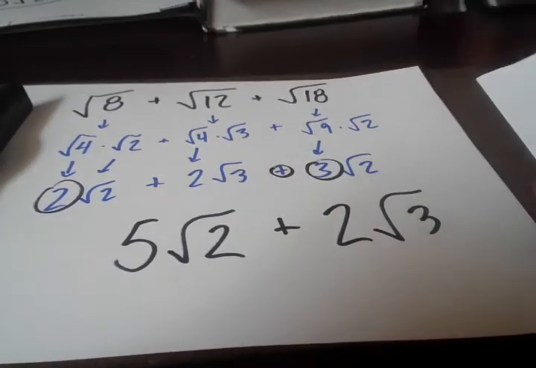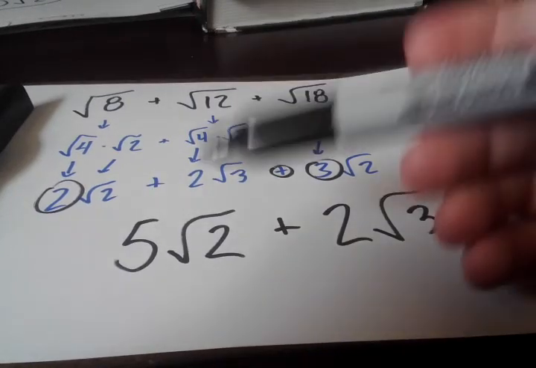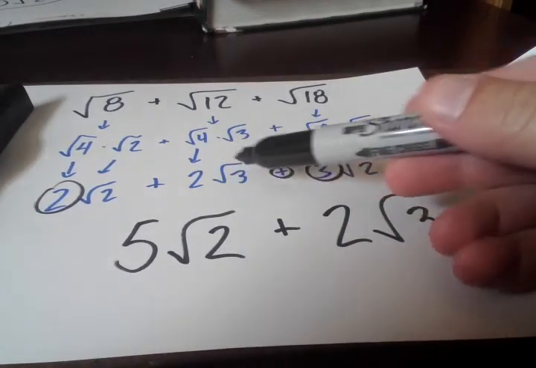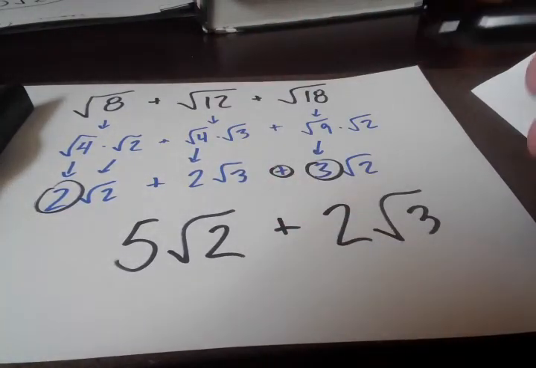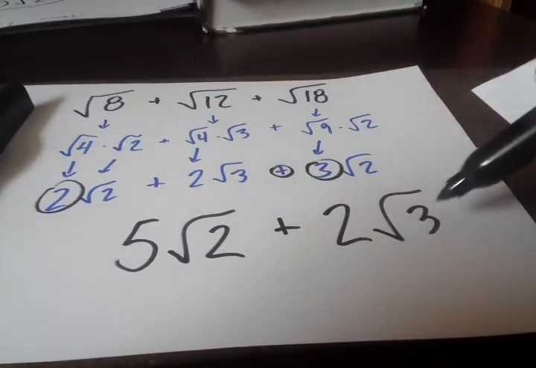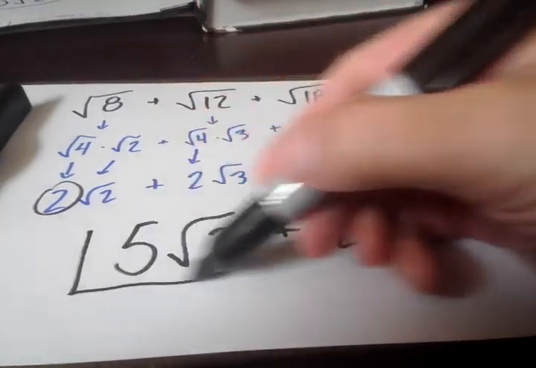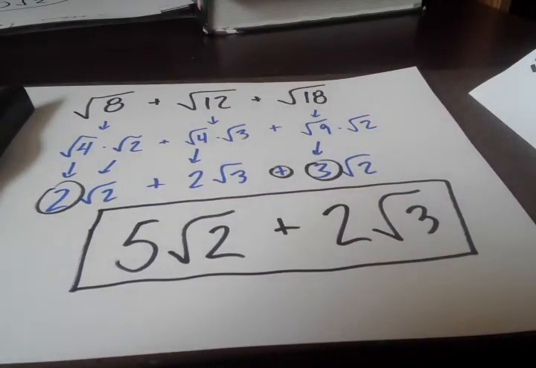Remember, we talked yesterday how the radical kind of operates like a variable. So if this was like 5x and this was 2y, we couldn't combine them. We would just leave it as a binomial. We would say 5x plus 2y. So we can't actually combine these because they are different. So our answer is this binomial, and it looks like that.